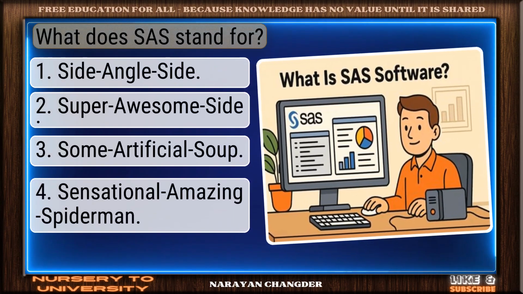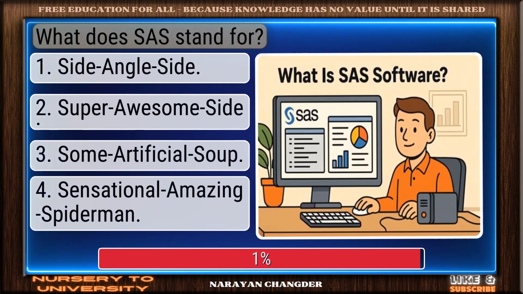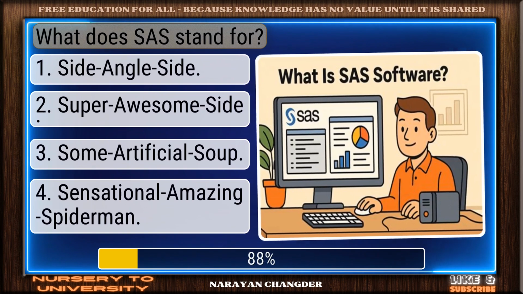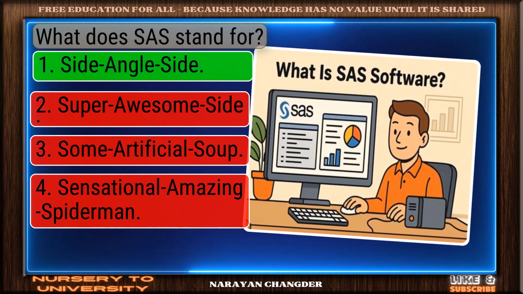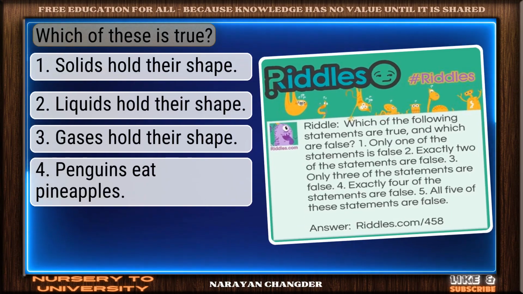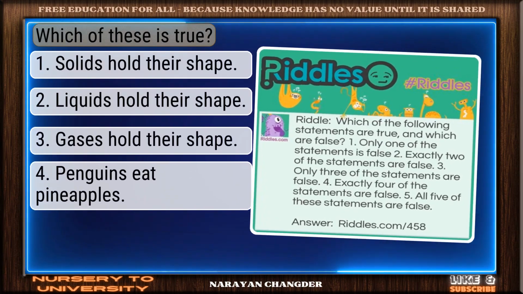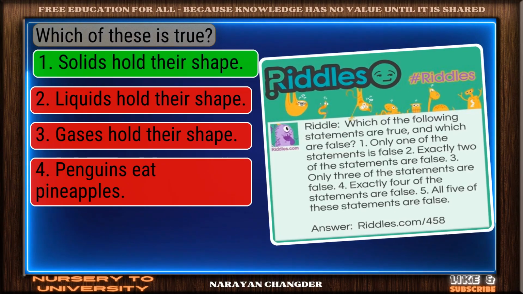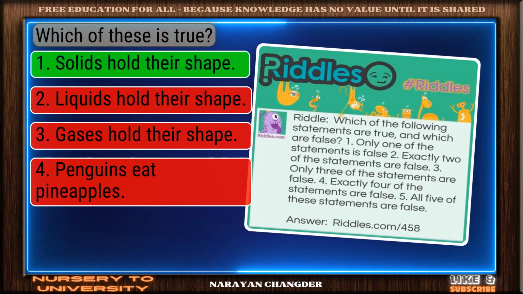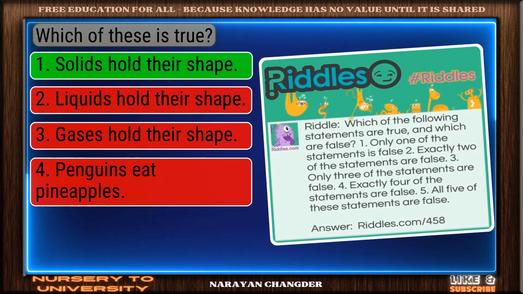Question number 291. What does SAS stand for? Well reasoned. Side angle side is the correct choice. Question number 292. Which of these is true? Smart move. Solids hold their shape is an accurate answer.